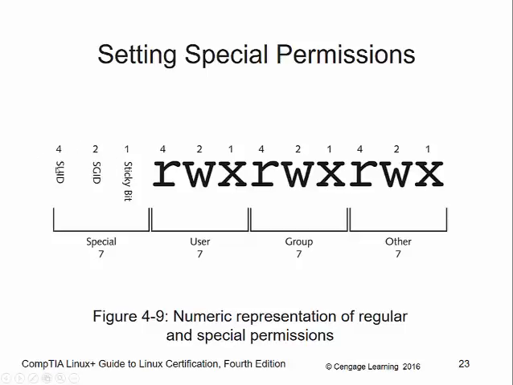But if, let's say I put a 4 on here, then I'm going to set UID that file. If I put a 2 in here, I'm going to GID that file. If I set a 1, I'm going to apply the sticky bit. And just like the rest of the permissions, I can stack them.